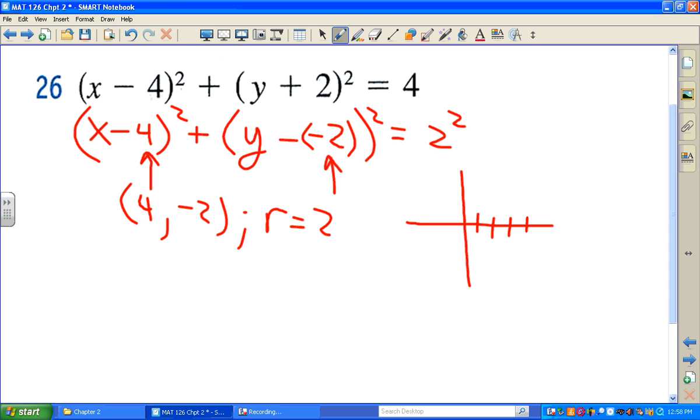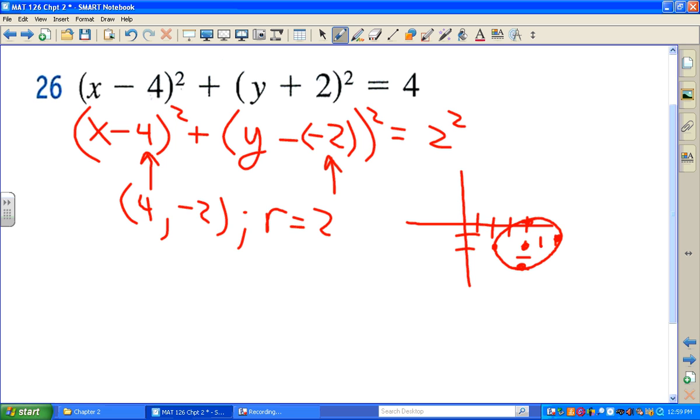1, 2, 3, 4, down 2. And then a radius of 2 means you're going to go 2 other directions. 1, 2, 1, 2, 1, 2. There's your 4 dots. So if I ask you for a sketch, that's what I would expect. Okay? The center and the radius.